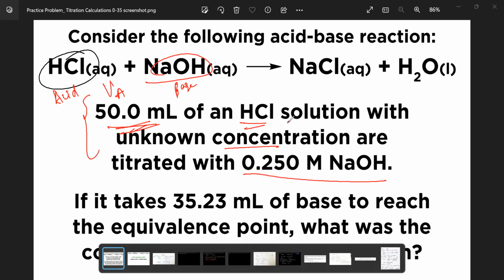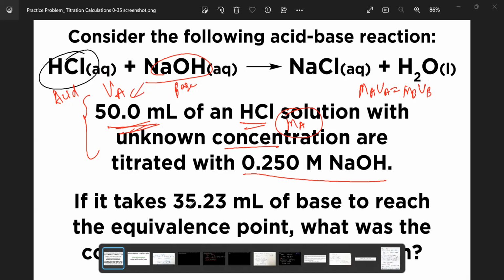Okay, we know Va, but Ma value we don't know. So as I already said, our formula is going to be MaVa equals MbVb, right? Here the question itself has made it very clear that we have to find the value of Ma. Okay, now let us see what is given in the question.